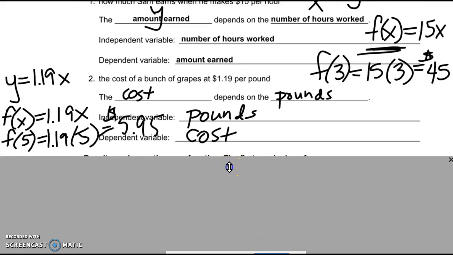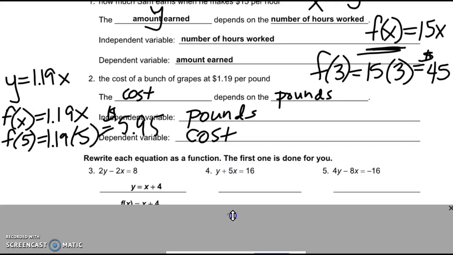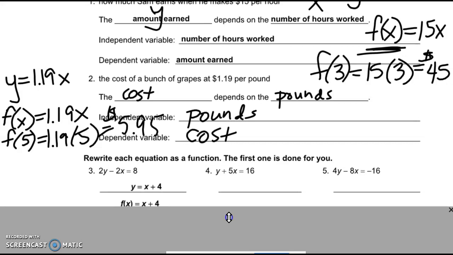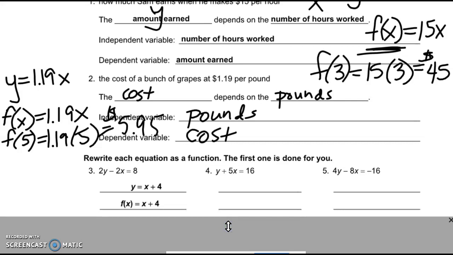Okay, so now let's look at the next group. Here we're rewriting each as a function, and we're going to assume that we want it in the form y equals. Let's look at the first one. It's done for you, but let's talk about how it got to be that way. So we have our 2y minus 2x equals 8, and we want to get y by itself.